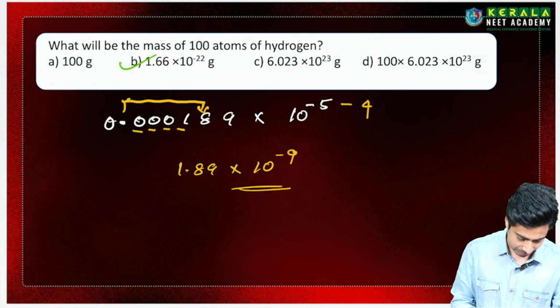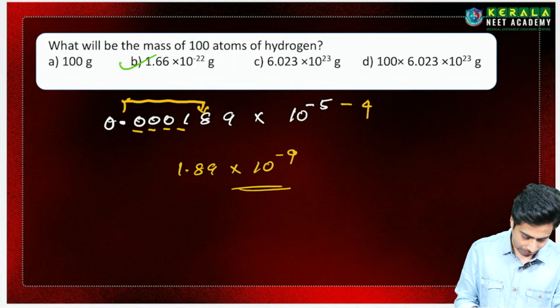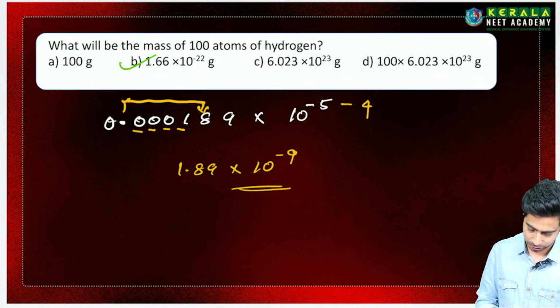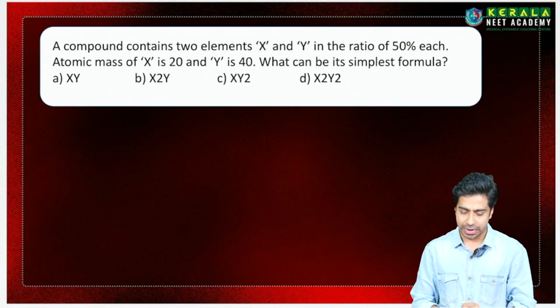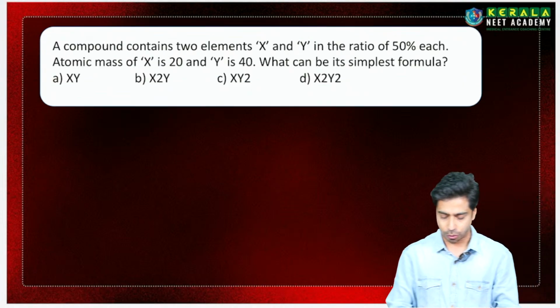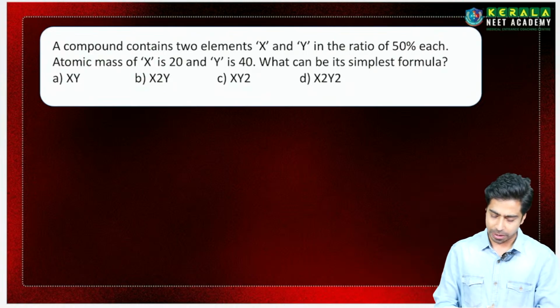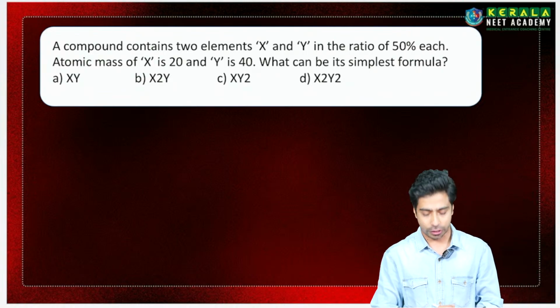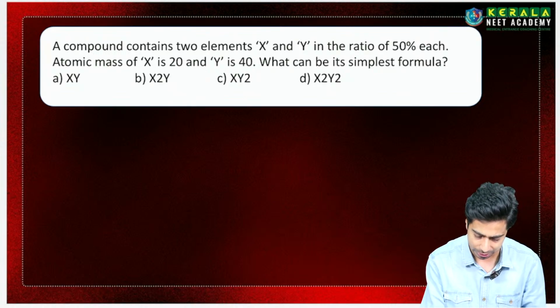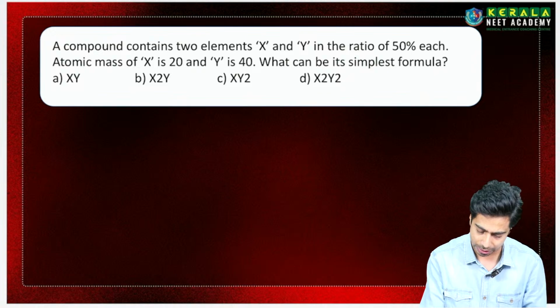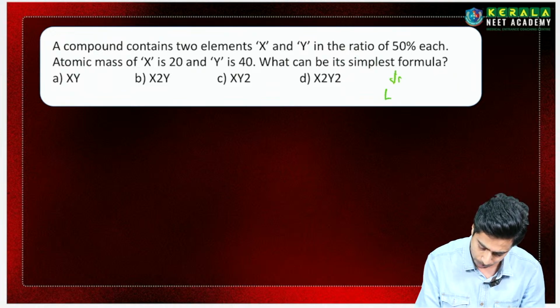Okay, is it clear? We'll see whether we are having any tricks. Okay, let me take that question. A compound contains 2 elements x and y in the ratio 50% each. Atomic mass of x is 20 and y is 40. What can be their simplest formula? You know that the simplest formula is called the empirical formula.